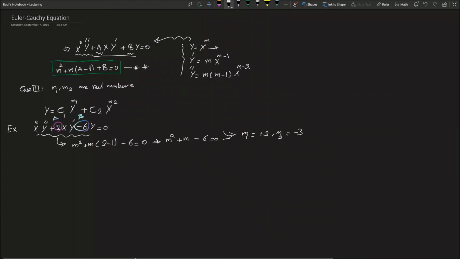Okay, now again, using the general form, since we have m1 and m2 now, we can say the final solution should look like this: y equals c1 multiplied by x to the power m1, which is 2 in this case, plus c2 multiplied by x to the power of m2, which is minus 3 in this case. And this is the final solution that we have been looking for from the start.